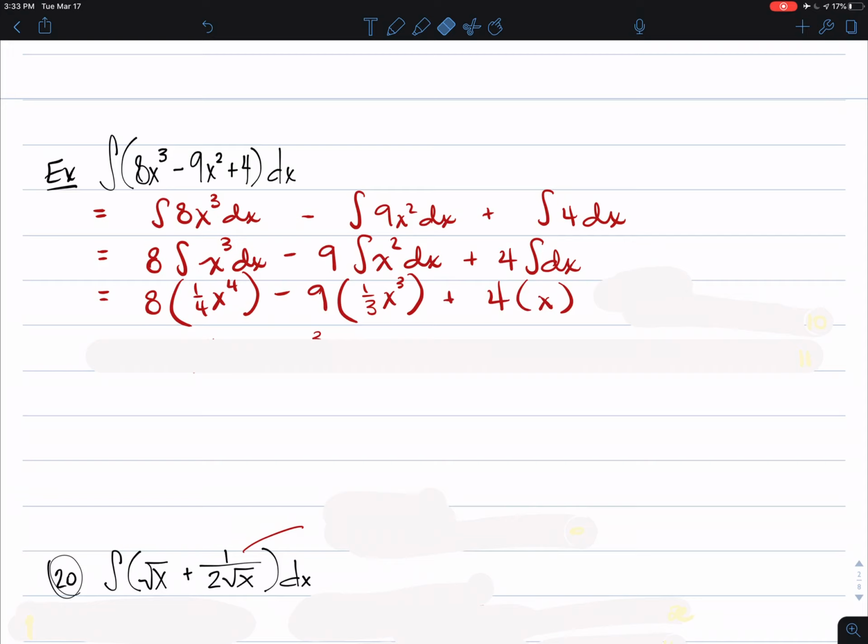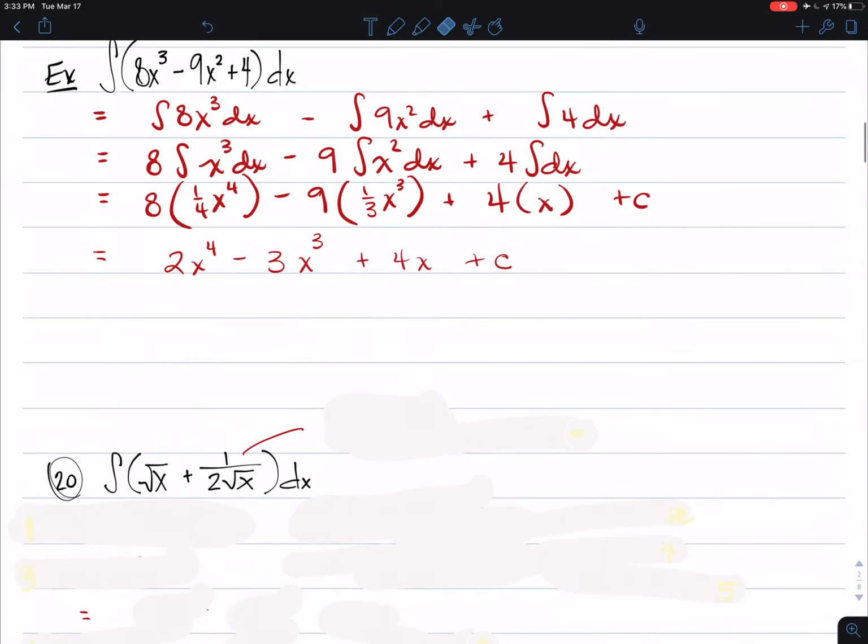Again, think about the derivative of 4x is just 4, so we're just moving backwards on that. So if you just have a constant, just tack an x onto it to get your integral. Don't forget, you've got a plus c there. Let's go back and clean this up. Each of those 3 pieces can be cleaned up a little bit. And so you have 2x to the 4th minus 3x cubed plus 4x plus c.